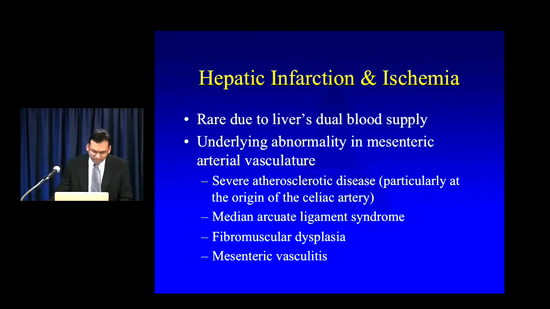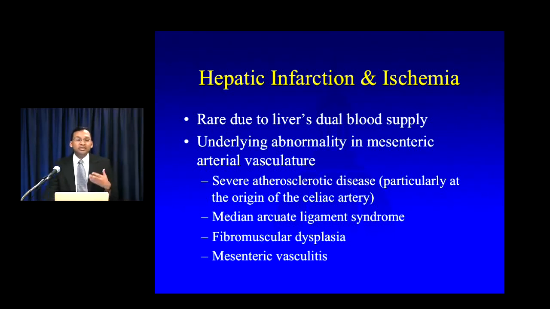Usually in patients who not only have some kind of surgical injury to the vessel, but also an underlying abnormality in the mesenteric arterial vasculature. And the reason for that is because the liver has a dual blood supply via the hepatic artery and the portal vein, just having a single abnormality or a single vessel involved usually isn't enough to give you an infarct. So typically you have to have an underlying abnormality in the arterial vasculature and then something that pushes you over the edge, whether it's an arterial thrombosis or portal venous clot, so on and so forth.